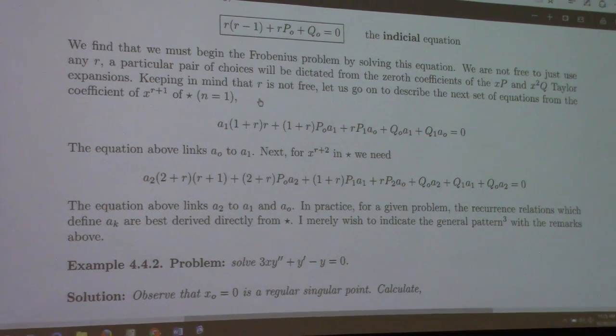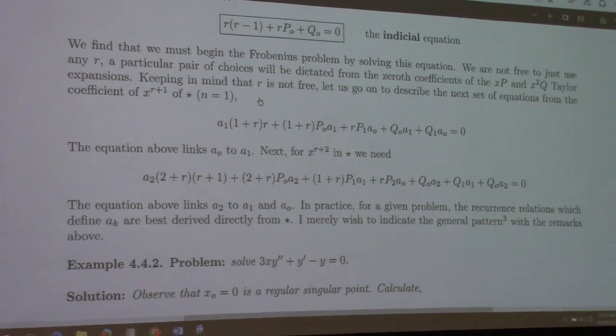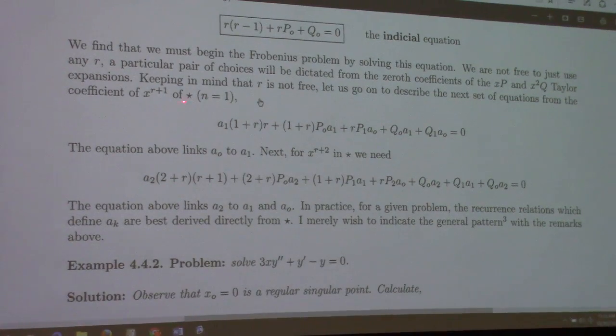Let's keep that question in mind. We'll decide here together as we go on which is the wiser choice. Here I haven't, I mean, this is just a generic discussion, right? So here's like the coefficient of x to the r plus 1. So I go back to the star equation.